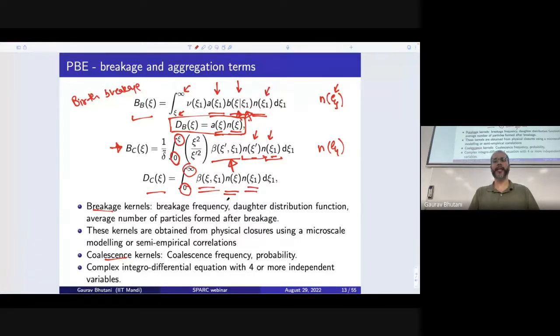So the underlying idea is that coalescence and breakage kernels have to be brought from some physical understanding of the phenomenon. You can go to previous research papers where people propose new models, and then you can use them in your system and try to understand or develop a model and validate it against experiments.